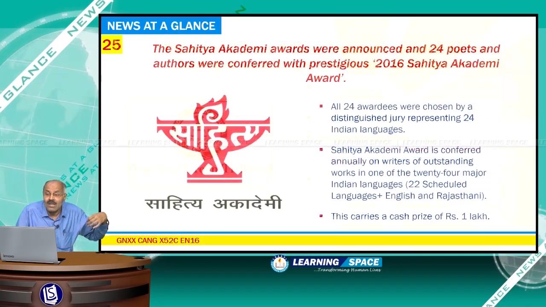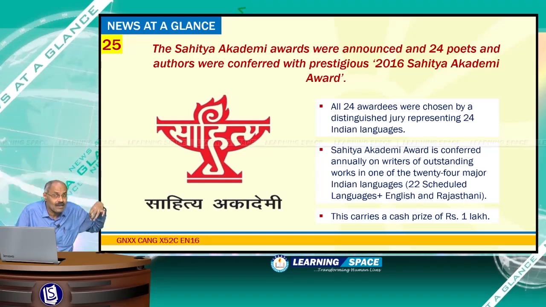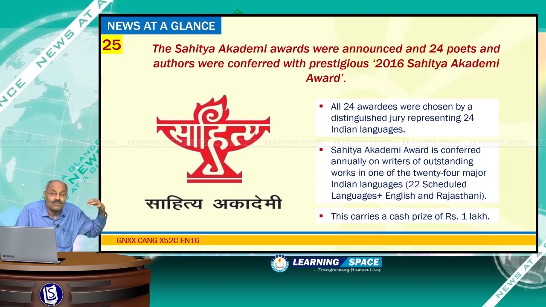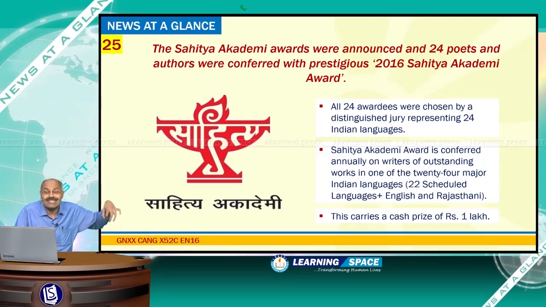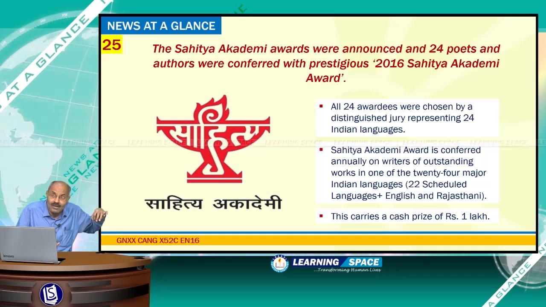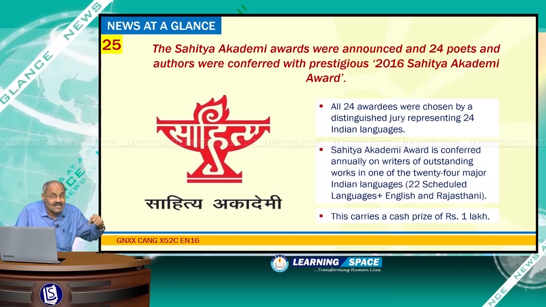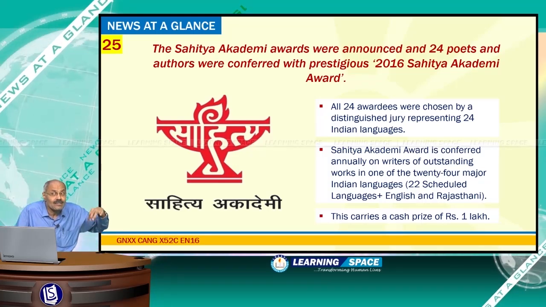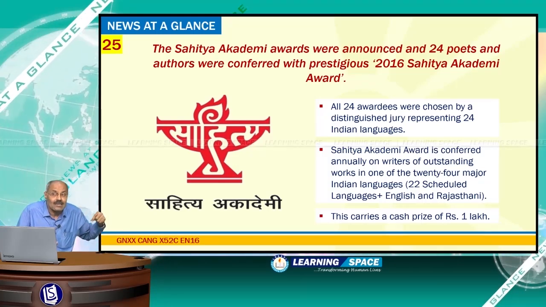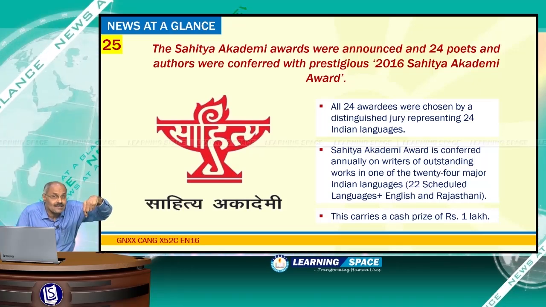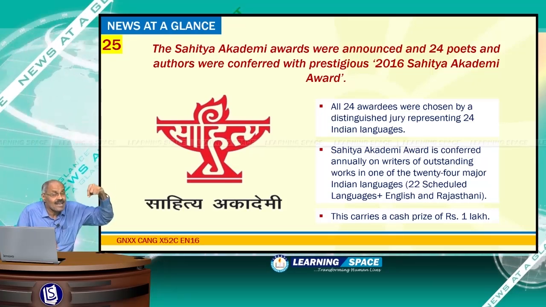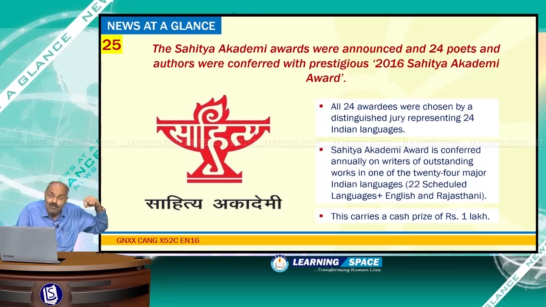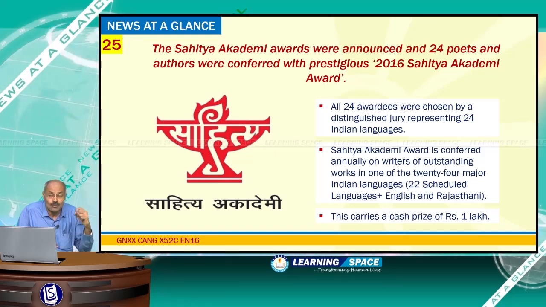Look into the next one. Sahitya Academy Awards were announced. Here 24 poets and authors were conferred with the prestigious 2016 Sahitya Academy Award, and the prize money is rupees 1 lakh each, and this is given in 24 languages. This is 22 scheduled languages as well as English as well as Rajasthani. So in 24 languages these awards are given. Each award carries rupees 1 lakh cash prize.